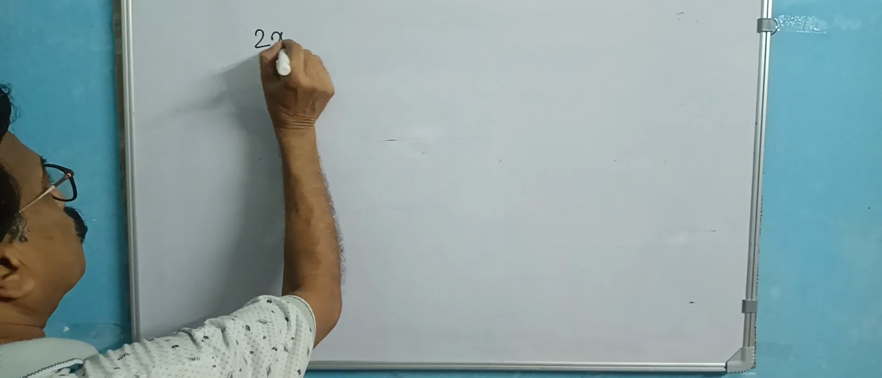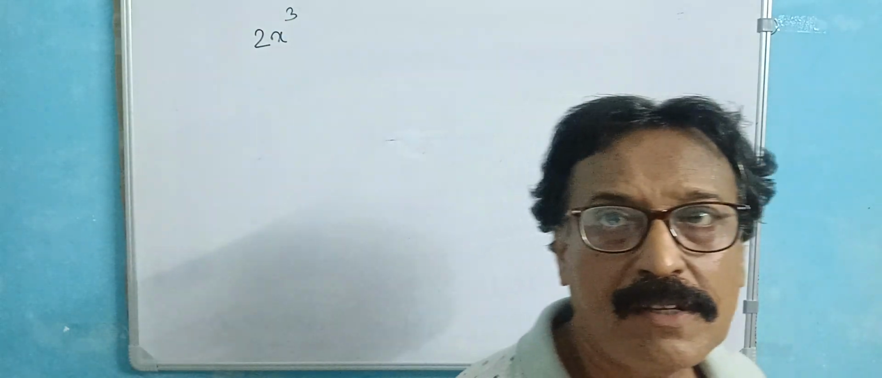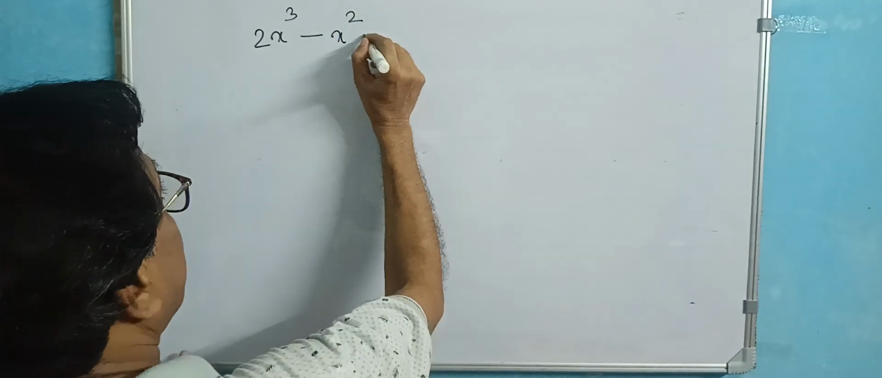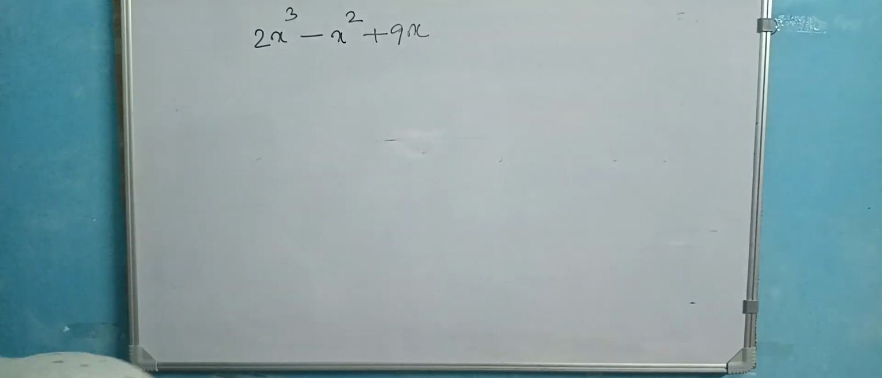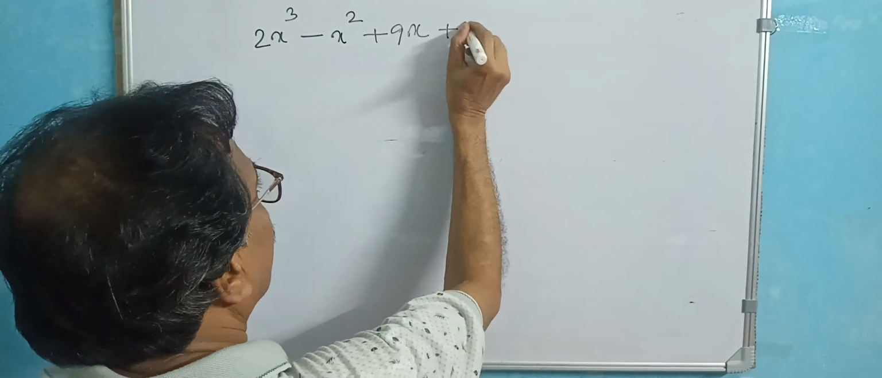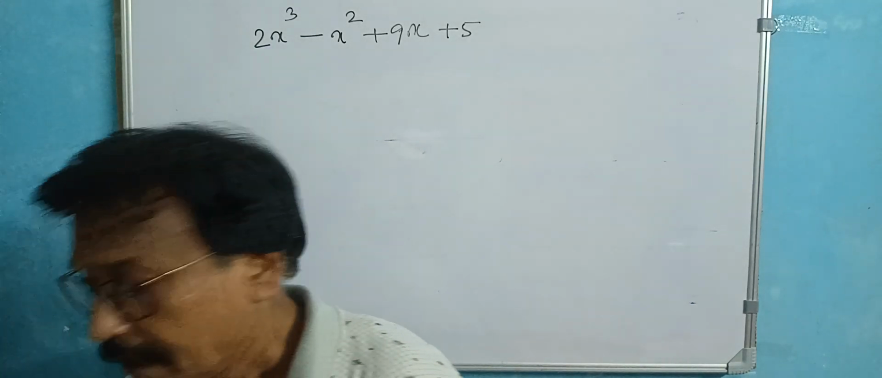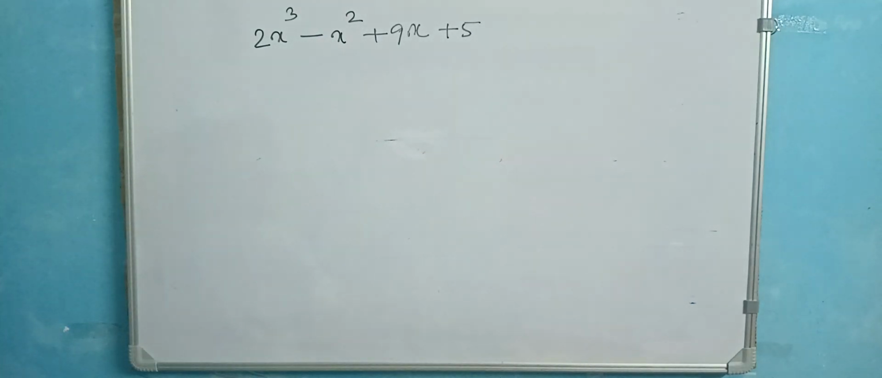Now the other sum. Don't panic in maths, just understand the process, and whichever is possible, just do it. Now the other process, one sum is there: 2x cube minus x square plus 9x plus 5. Okay, clear?